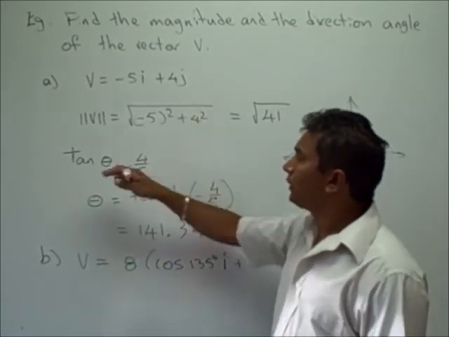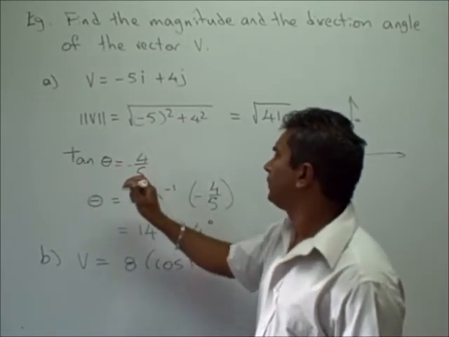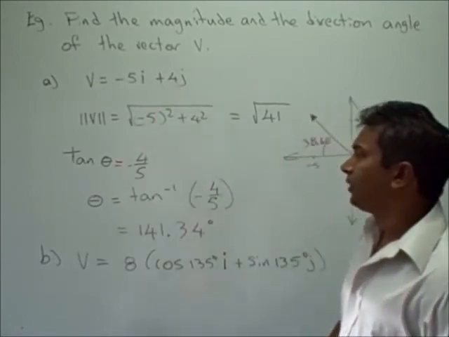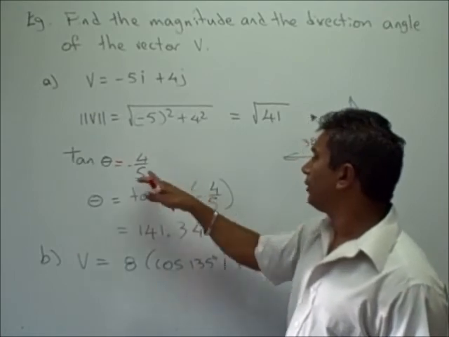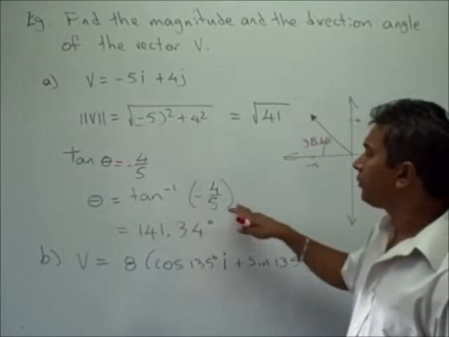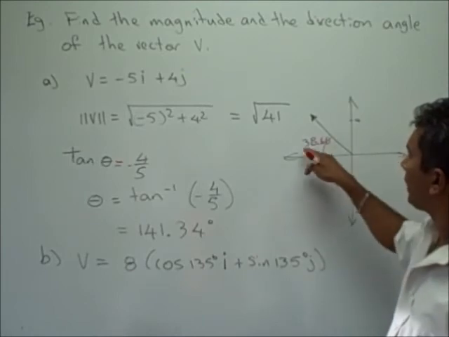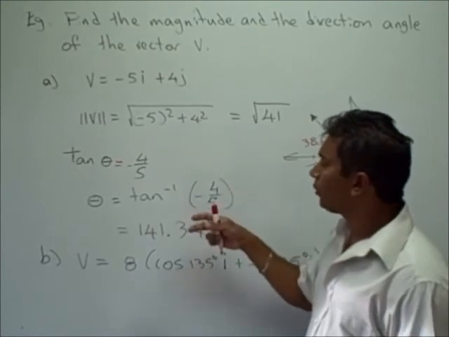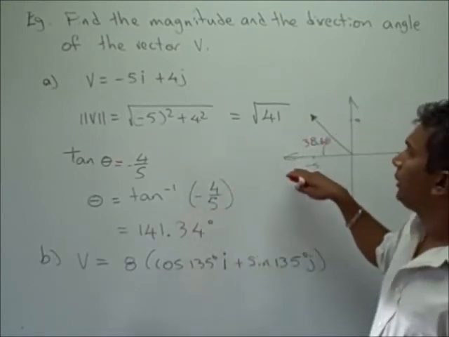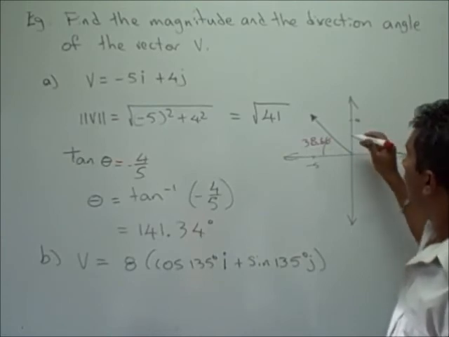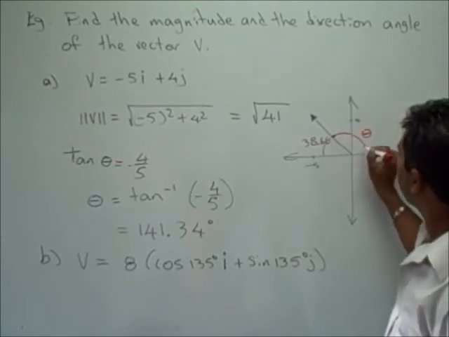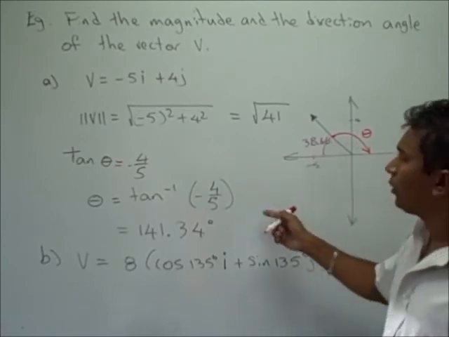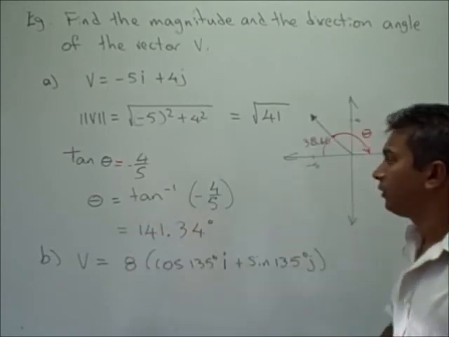To find the angle, we know tan theta is equal to b over a, so this would be 4 over negative 5. So theta then would be the tan inverse of negative 4/5. Now the tan inverse of negative 4/5 is actually negative 38.66 degrees. But because our angle is in our second quadrant, and we can tell because x is negative and y is positive, we know theta is this angle. So our angle would be 180 minus 38.66, or 141.34 degrees.